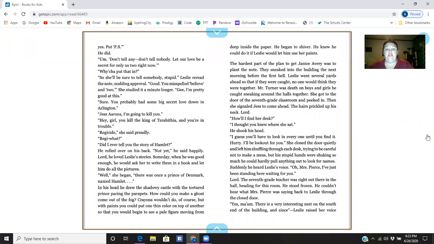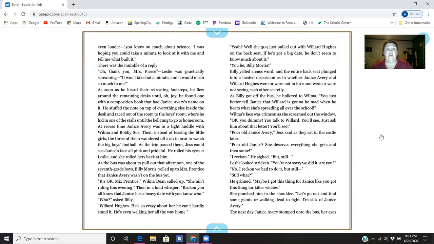Lord, the 7th grade teacher was right out there in the hall, heading for this room. He stood frozen. He couldn't hear what Mrs. Pierce was saying back to Leslie through the closed door. "Yes, ma'am. There is a very interesting nest on the south end of the building, and since you know so much about science, I was hoping you could take a minute to look at it with me and tell me what built it." There was the mumble of a reply. "Oh, thank you, Mrs. Pierce." Leslie was practically screaming. "It won't take but a minute, and it would mean so much to me."